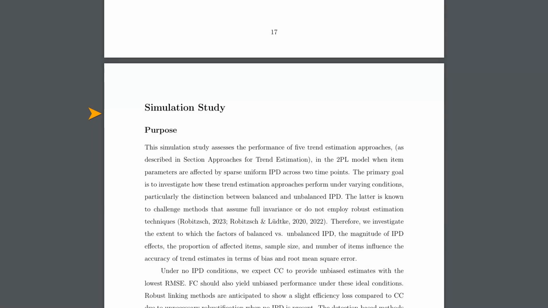Concurrent calibration and fixed calibration, the simpler approaches that assume everything is stable, performed poorly when there was unbalanced item parameter drift. Their estimates for the trend mean, and especially the standard deviation, got badly biased, and this bias didn't really get better even with more students. In the case of balanced drift, things were a bit better, but still not perfect.